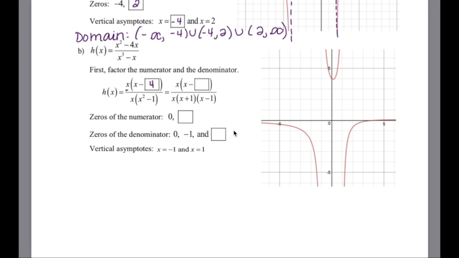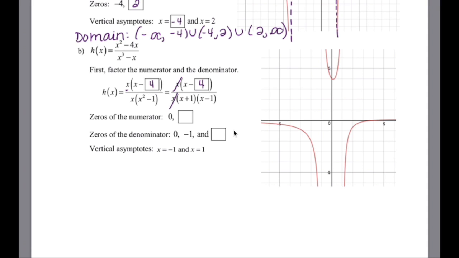So when I factor out x, I'm left with x squared minus 1, which we can factor using the difference of perfect squares, providing us with x plus 1, x minus 1, and then x minus 4 still in the numerator. Notice that I can simplify because we have a common factor in the numerator and in the denominator.